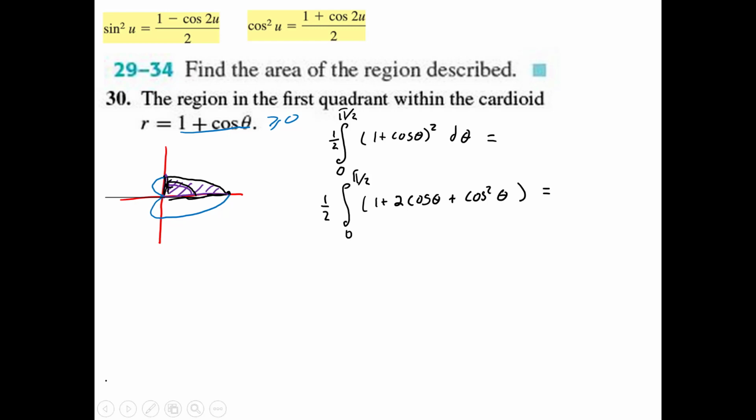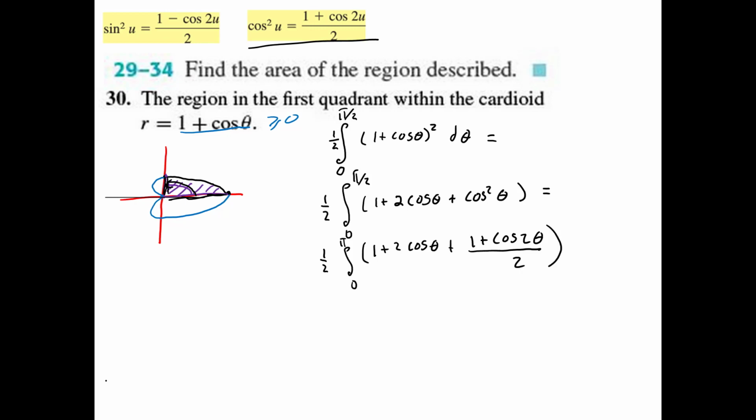Now for the 1 plus the 2 cosine theta, those have a basic antiderivative. For the cosine squared of theta, that does not, right? And so that's why these formulas are up here. For the cosine squared of theta, we can exchange that term for a term that does make it easier to integrate. 1 plus 2 cosine of theta plus, and then 1 plus the cosine of 2 theta, all divided by 2. I forgot my d theta. D theta.